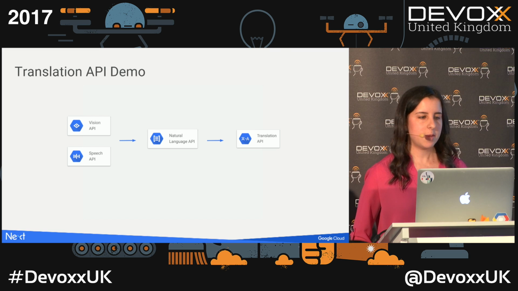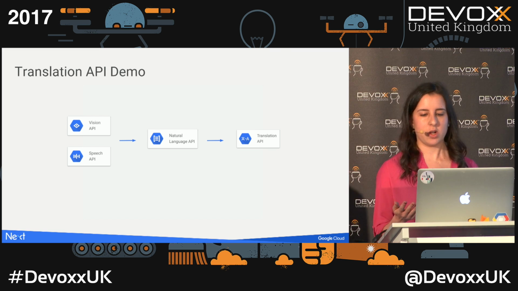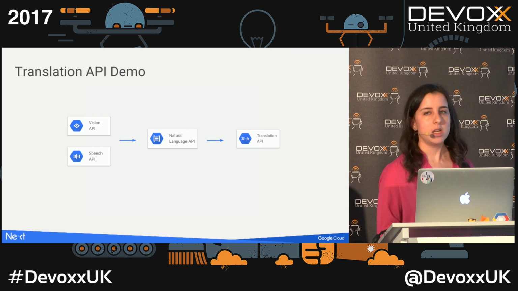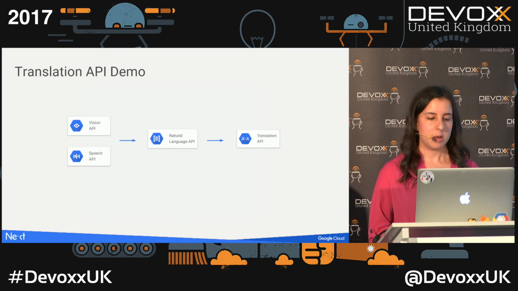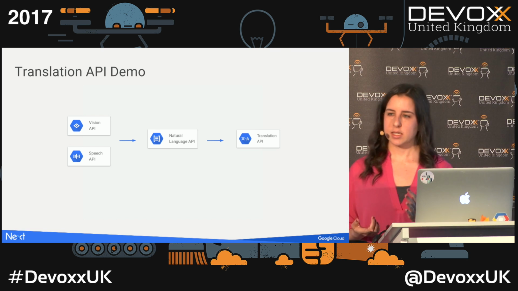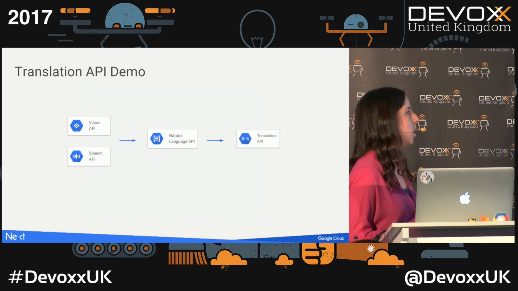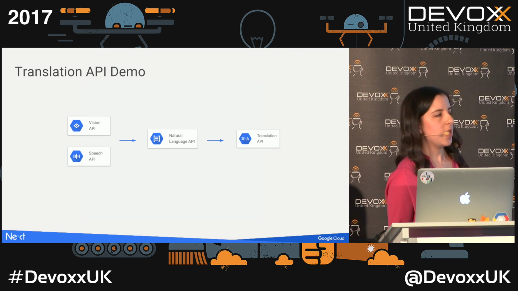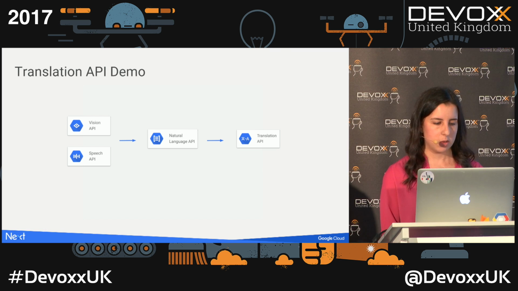So I built a demo of the Translation API. It's pretty self-explanatory on its own because it's translating text, but what I wanted to show you is that you can combine it with other APIs, and it can be pretty powerful. So what I did is I wrote a Python script that either takes raw text as input, or images, or audio from speech, sends those to the Natural Language API, and then translates them into a different language.